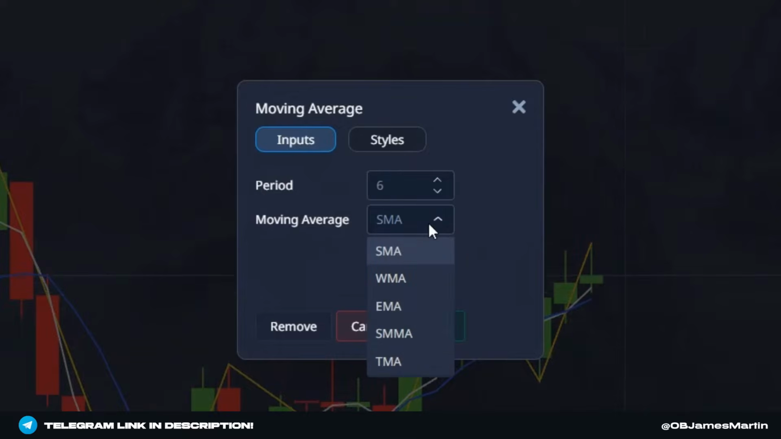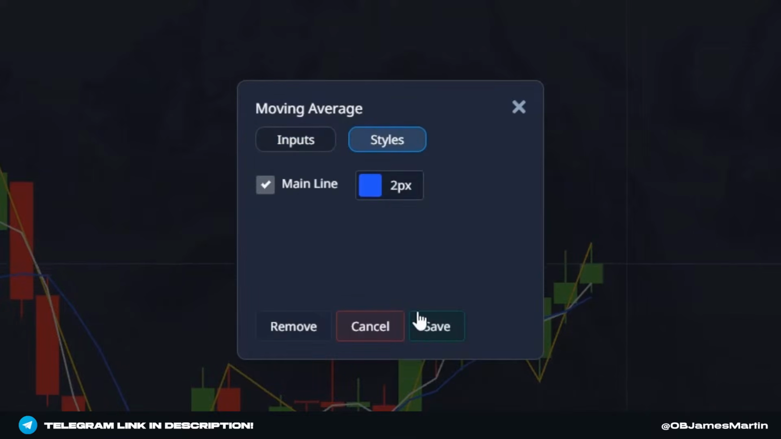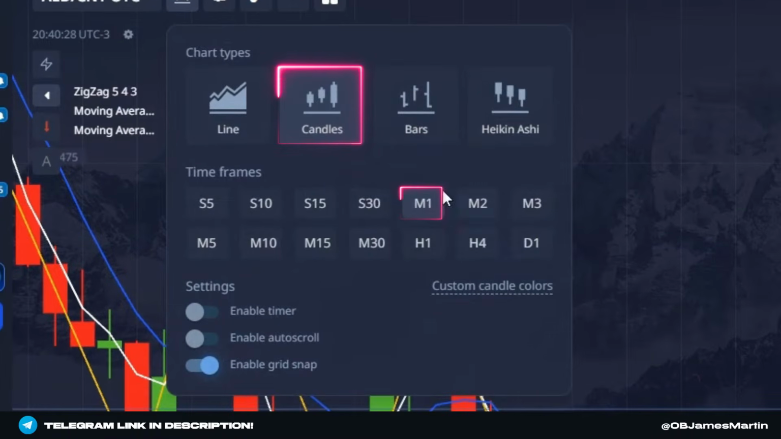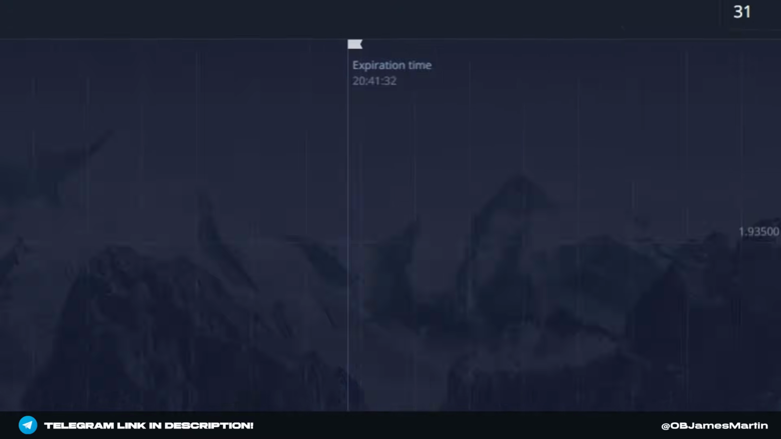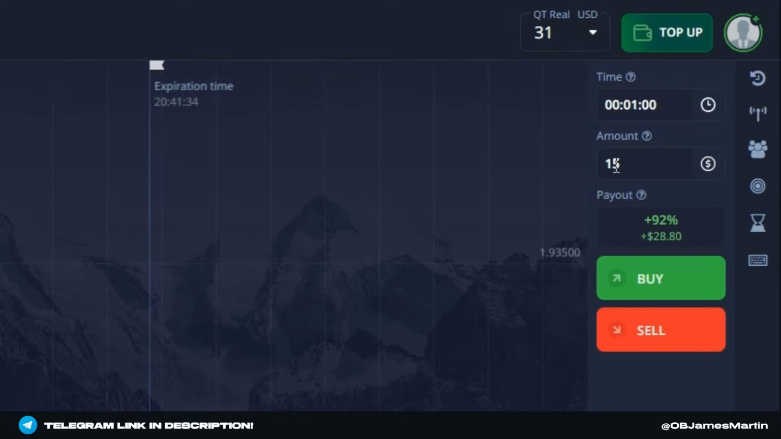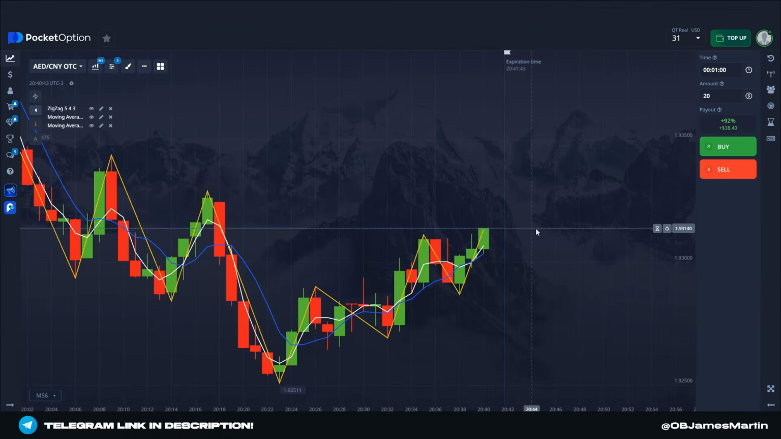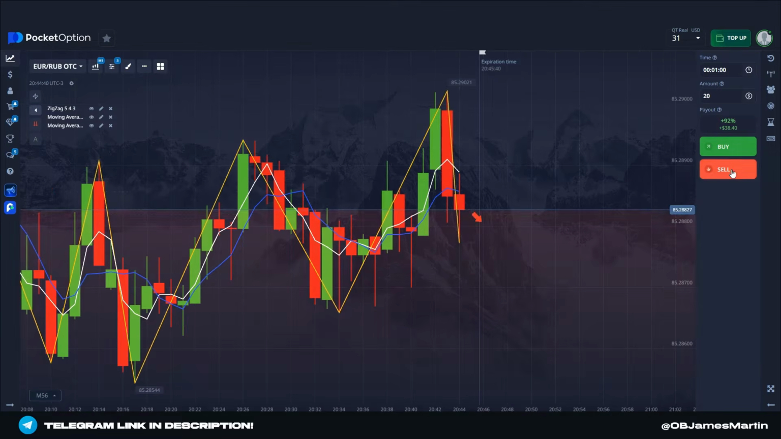And guys, as usual, the color is that one. We're going to use blue, and as usual, classic candles and 1 minute on the time frame. We're going to start with $20 for the first operation, and 1 minute on expiration time. All right, and now we are ready to go with all this set up. So let's start, guys. Let's go.